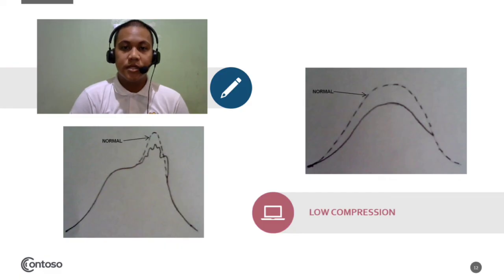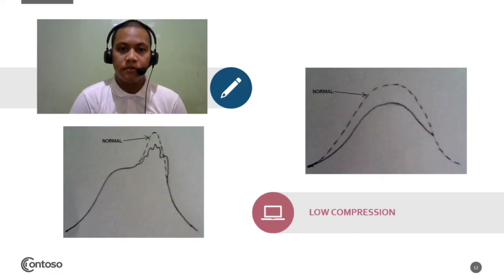The indications that you are experiencing low compression are low engine power and low pressure in the indicator diagram. That's all, sir.